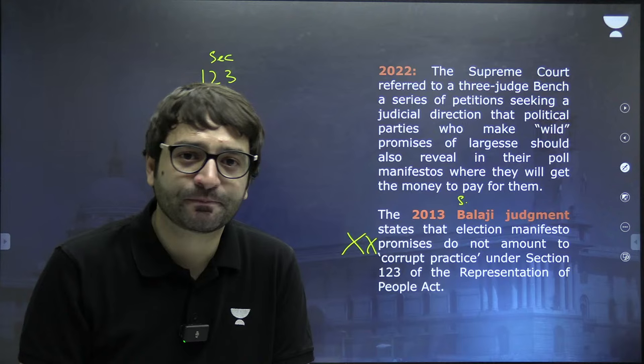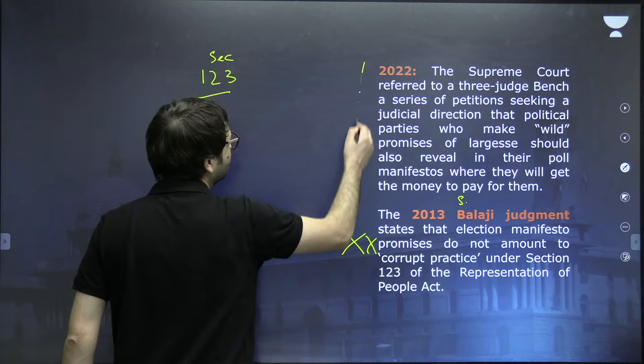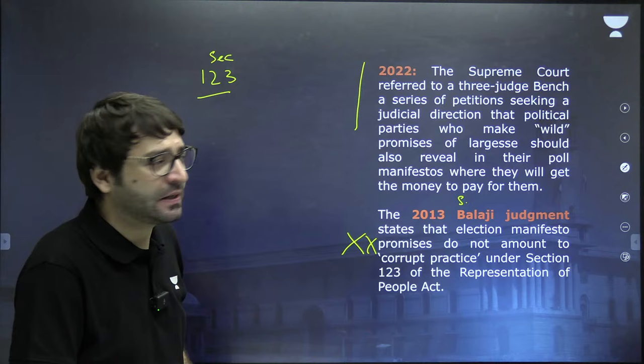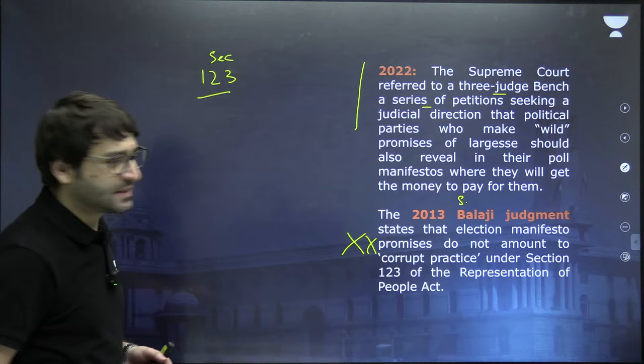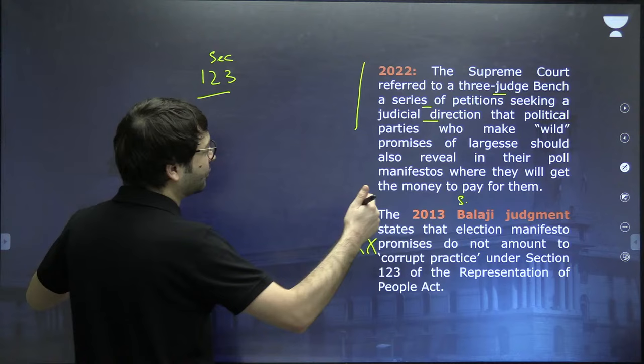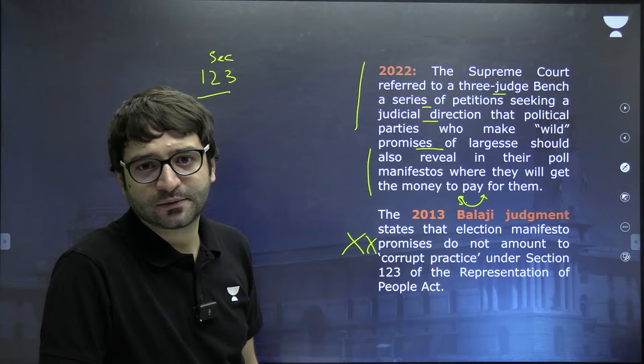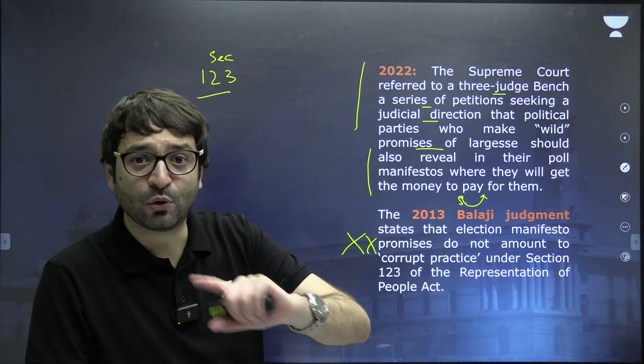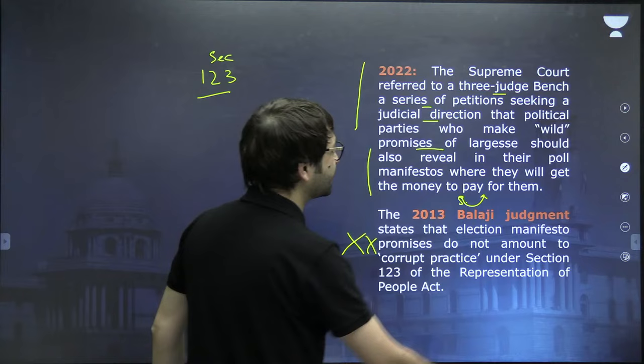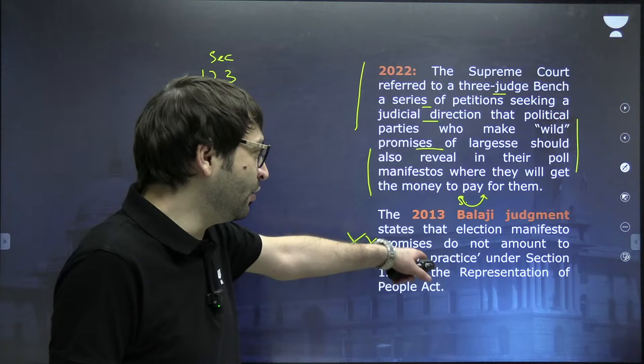But last year, or the year before, in 2022, the Supreme Court referred this Subramaniam Balaji judgment to a three-judge bench, seeking a judicial direction that political parties who make these wild promises of largesse should also reveal in their poll manifestos where they will get the money to pay for them. You have to reveal the source of the money to fund these largesse or wild promises that you are making to the voters in your election manifestos.